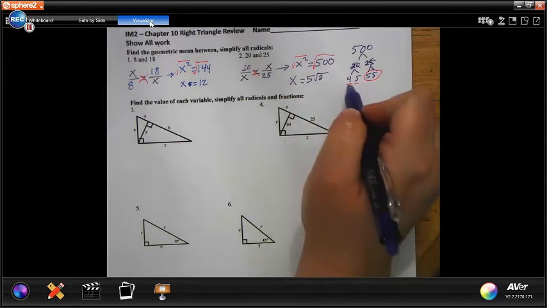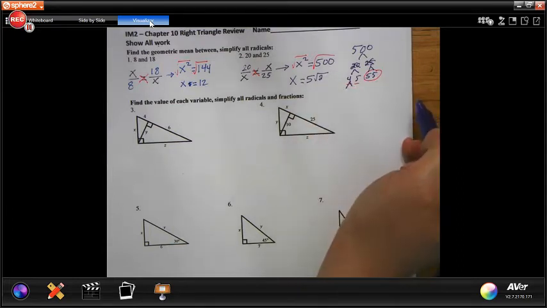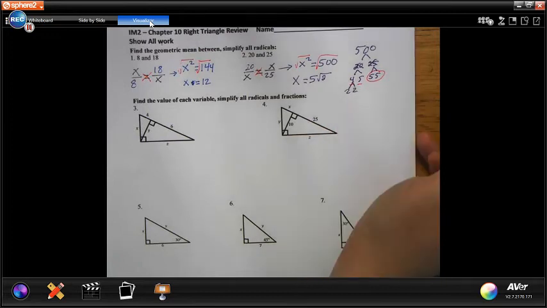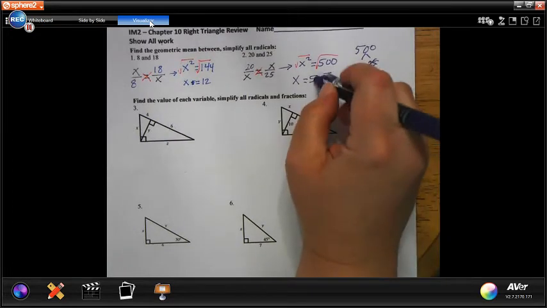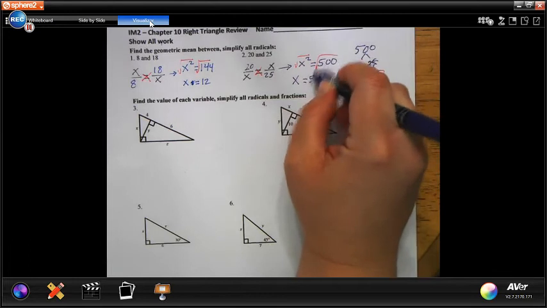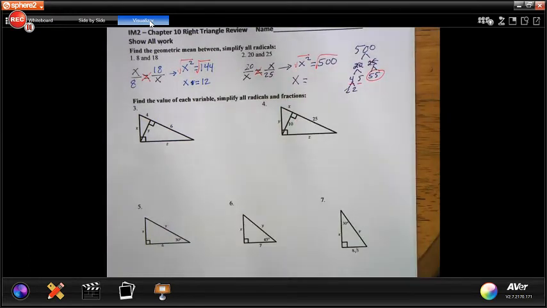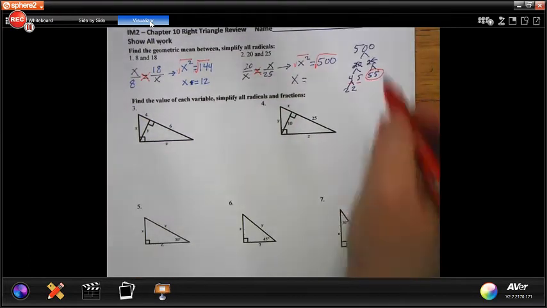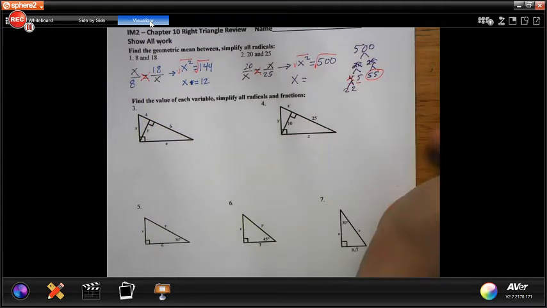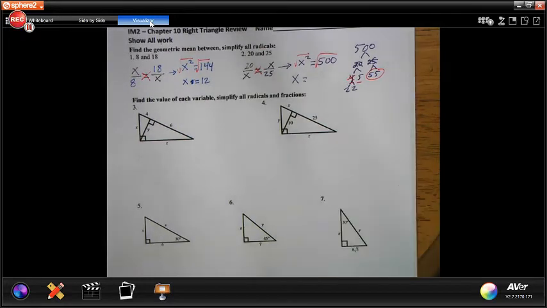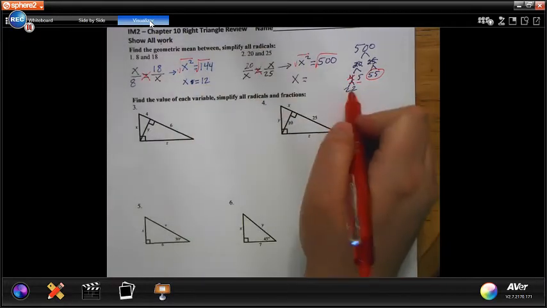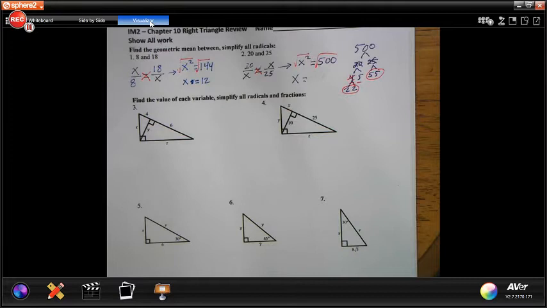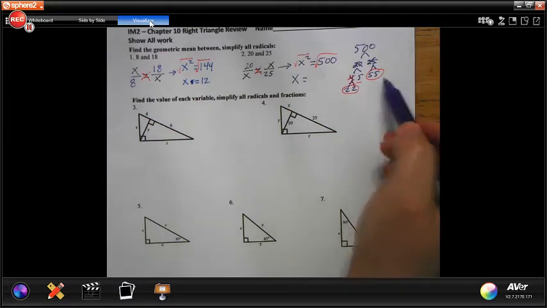Oh, wait, I didn't do that right. 4 can still break down. 4 is 2 times 2, so it's a good thing these are erasable. Okay, so that's something to watch out for. You want to make sure to break them down all the way. So I was thinking I knew 20 had something that could break out. Now that I broke it down all the way, I didn't break it down all the way before, I have 2 and 5 that breaks out.